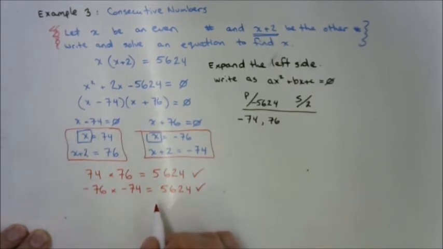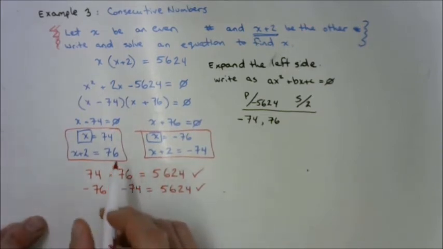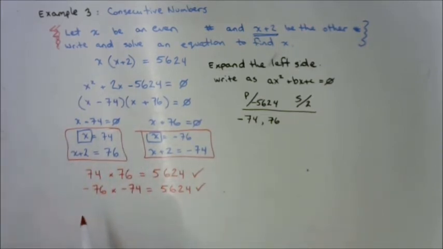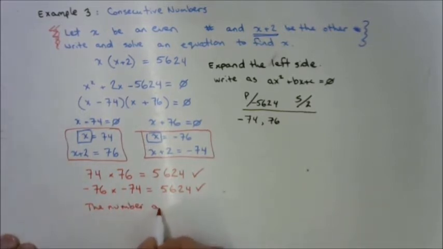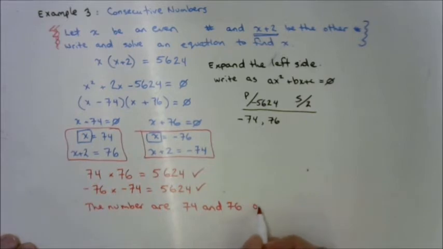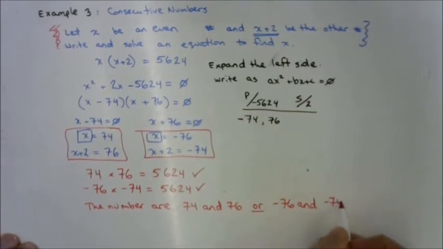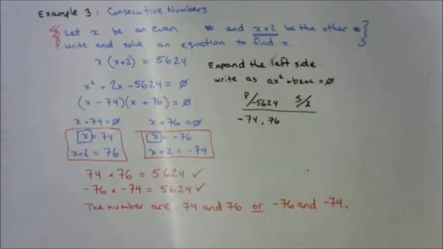So what we're figuring out here is there are actually two solutions for this, just like there always are in a quadratic situation. The numbers are 74 and 76, or negative 76 and negative 74. All right, two options there.